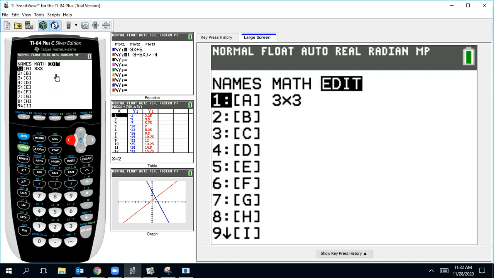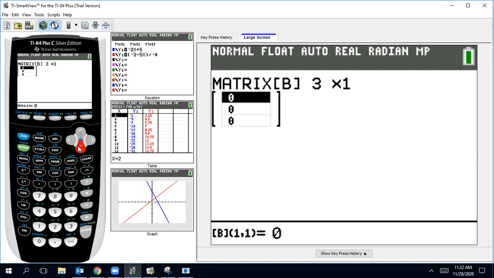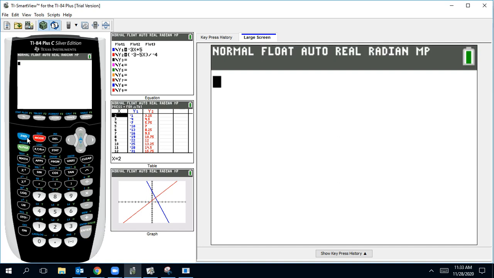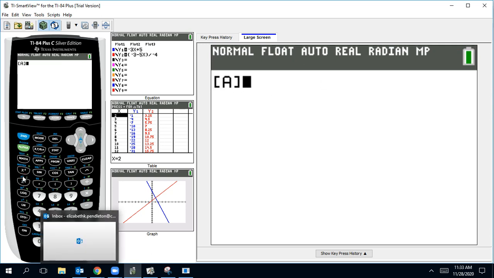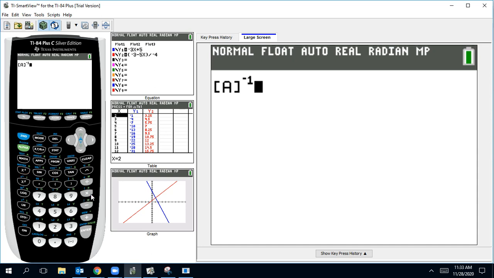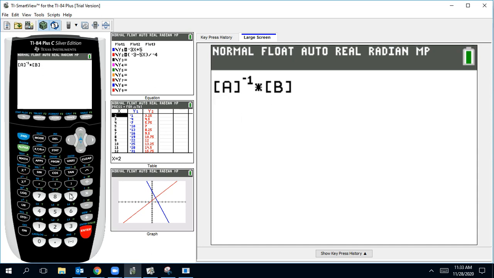So then I'm going to go over to edit again and make matrix B, which this time is a 3 by 1. And so we'll put in 2, 19, and -20. And then we do exactly what it says. We want to do the inverse of A times B. So we're going to hit second matrix, pull up matrix A, hit the inverse button, and then times it by second matrix, pull up matrix B.